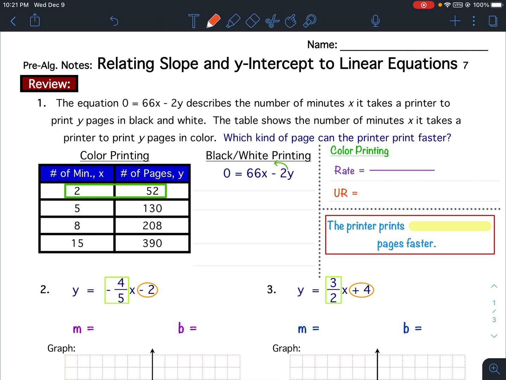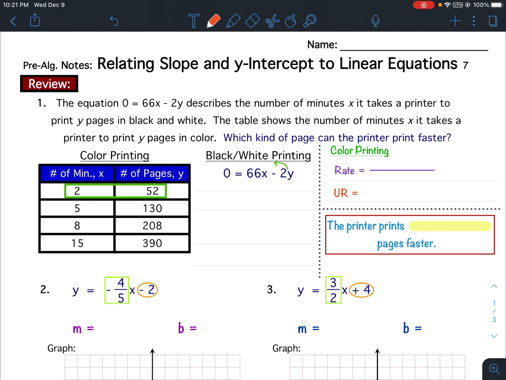Relating slope and y-intercept to linear equations. Lesson 7 notes review. Again, this is the notes review. What you need to do is make sure that you've gone into Schoology, find the assignment that says relating slope and y-intercept to linear equations, lesson 7 notes review. Upload it to Notability and complete it in Notability.